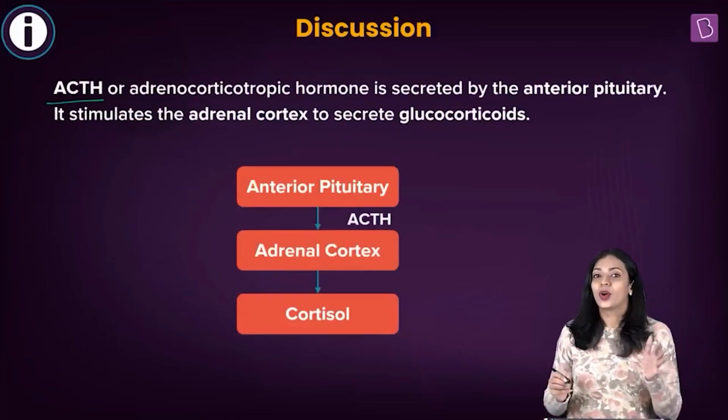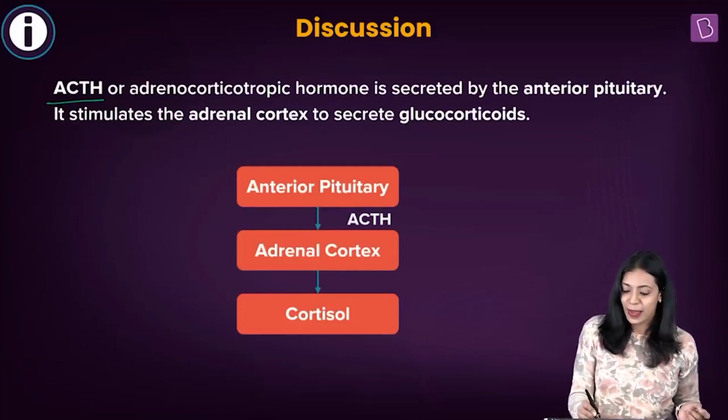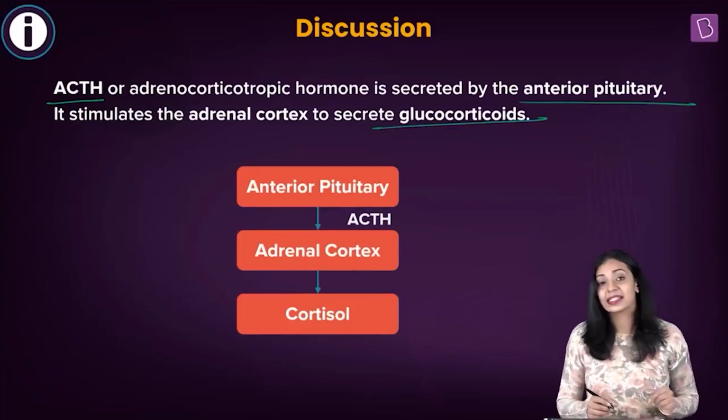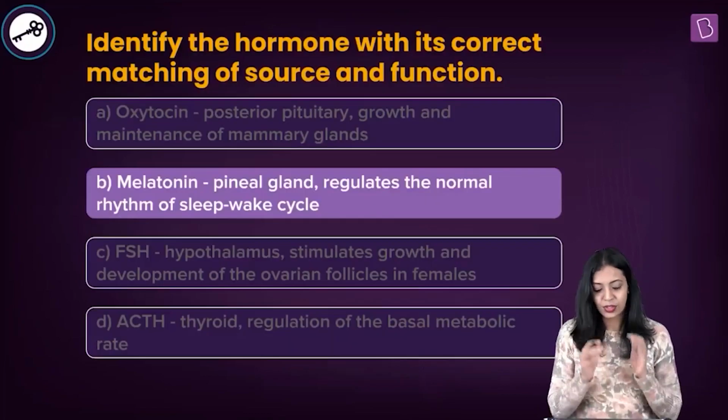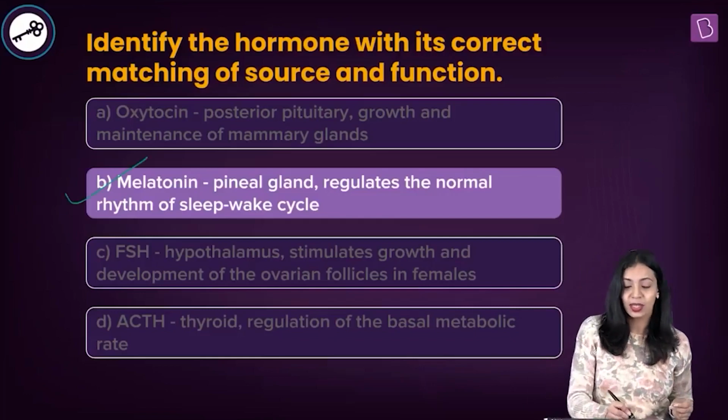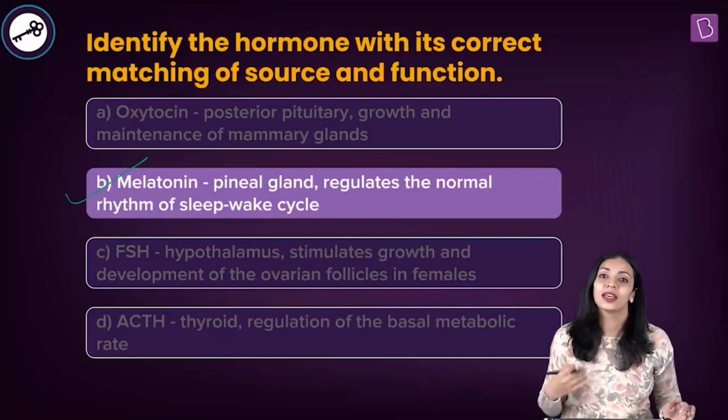ACTH, which is known as adrenocorticotropic hormone, is produced by the anterior pituitary. It stimulates the adrenal cortex to synthesize and secrete glucocorticoids. So to this question, the correct hormone with the correct source and function is option B. So the correct answer to this question is option B.